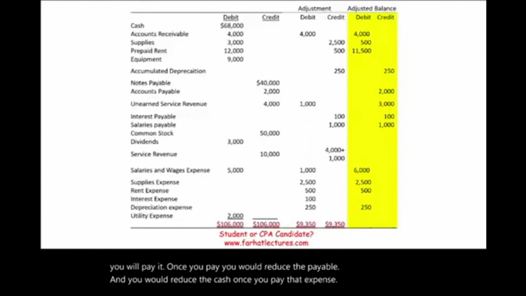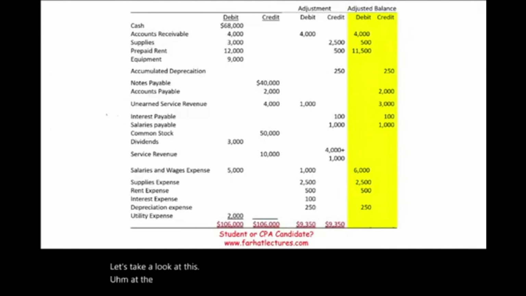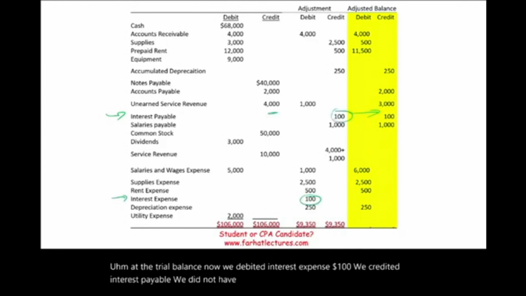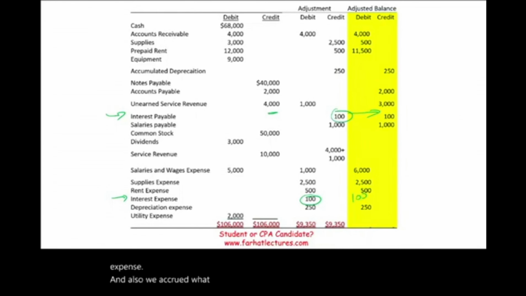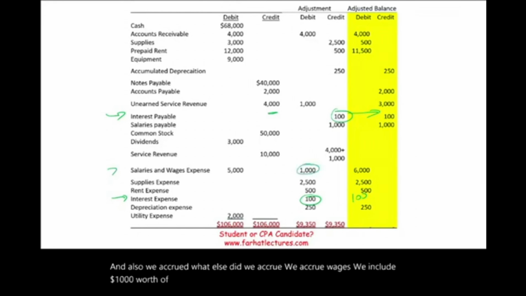Let's take a look at this at the trial balance now. We debited interest expense $100. We credited interest payable. We did not have interest payable. Now we have 100 of interest payable. We did not have interest expense. Now we have 100 of interest expense. And also we accrued, what else did we accrue? We accrued wages. We accrued $1,000 worth of wages. We debited wages and we credited salaries and wages payable. Okay, now wages expense total is $6,000.